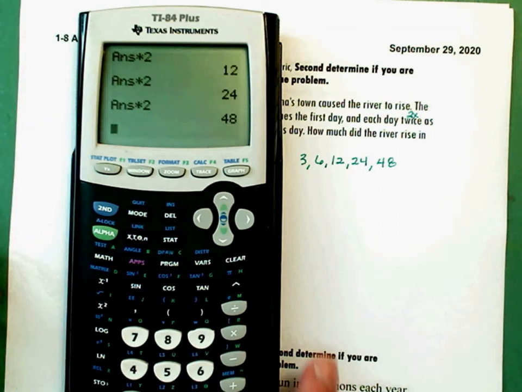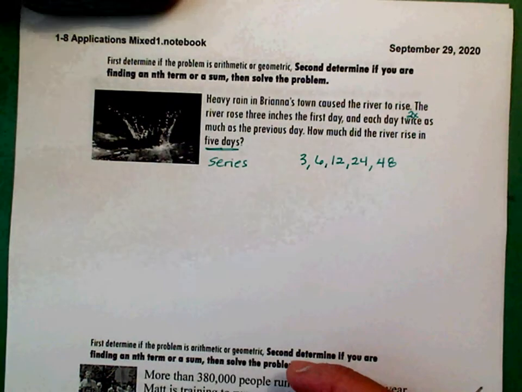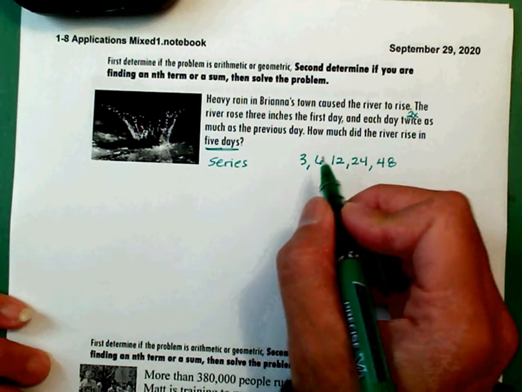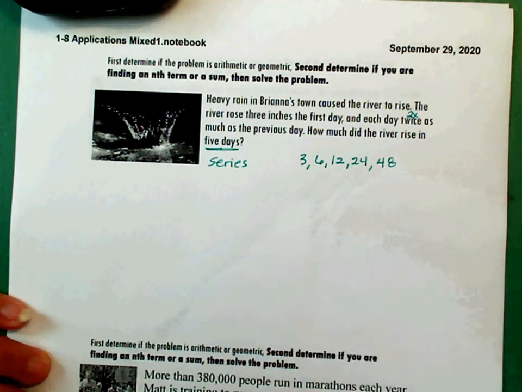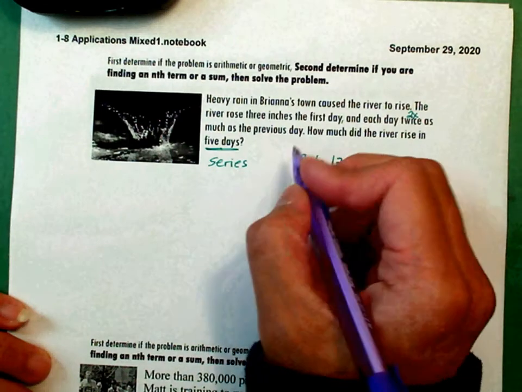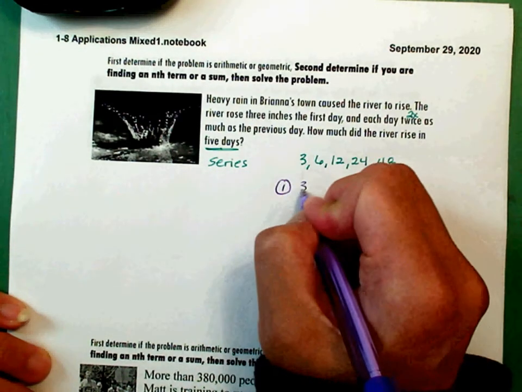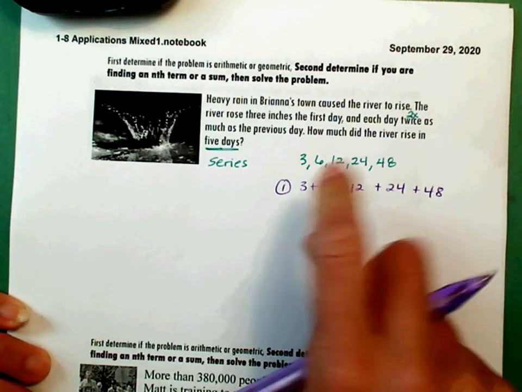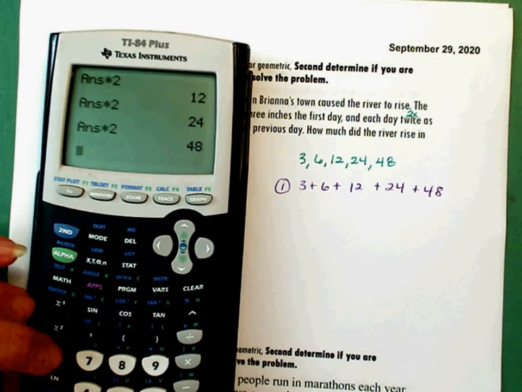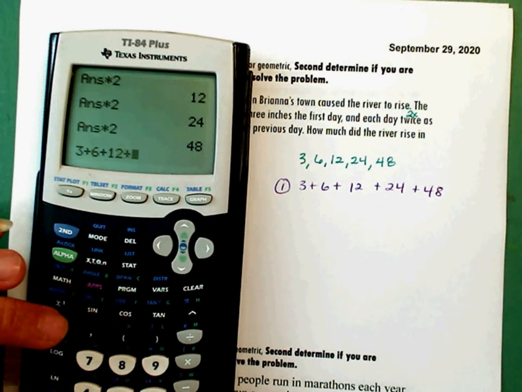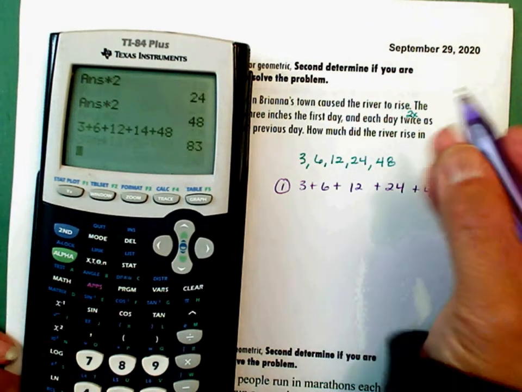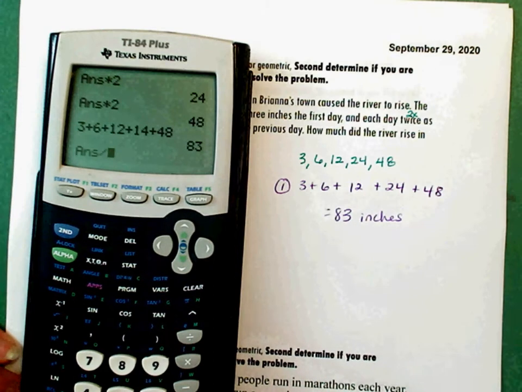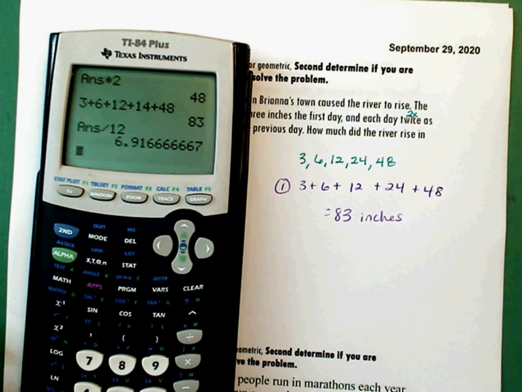How much did the river rise in 5 days? Well, day 1, 2, 3, 4, 5. So here are your options. I want a series. I can add all these together. That is probably the easiest one because there's only 5 numbers to add. So 3 plus 6 plus 12 plus 24 plus 48, which comes out to be 93 inches. By the way, there's 12 inches in a foot. That's almost 7 feet. Just thought I'll let you know.